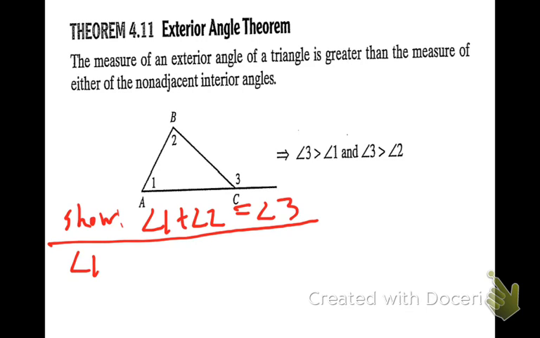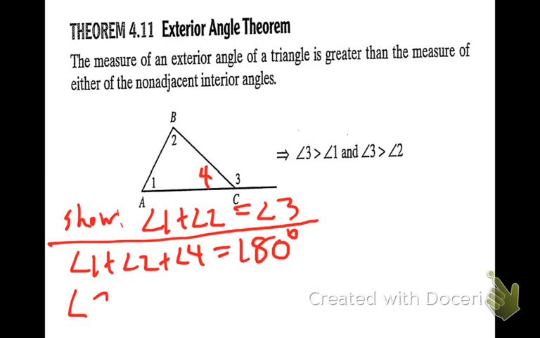We know angle 1 plus angle 2 plus angle 4 is equal to 180 degrees by the triangle sum theorem. The three angles of a triangle add up to 180. Angle 4, we'll add that to this picture. That's that angle. We know that angle 3 plus angle 4 equals 180 because they're a linear pair. They make a line.